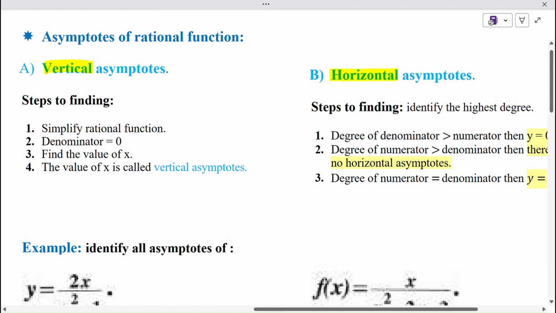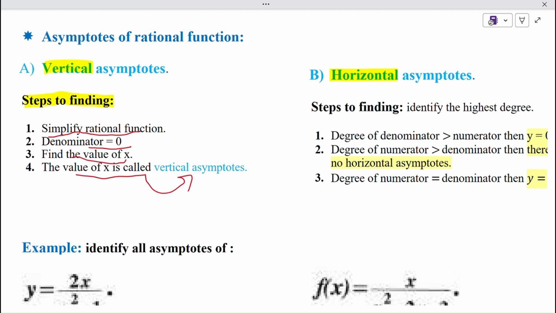How we can find out vertical asymptotes. We have some steps to finding out the vertical asymptotes. The first step, you have to simplify the rational function. Then find out the denominator and equal to 0, find out the value of x, then when you found this value of x, it is called the vertical asymptote. It means first step simplify, second step find out the denominator, then equal to 0, find out the value of x. This is all about vertical asymptotes.